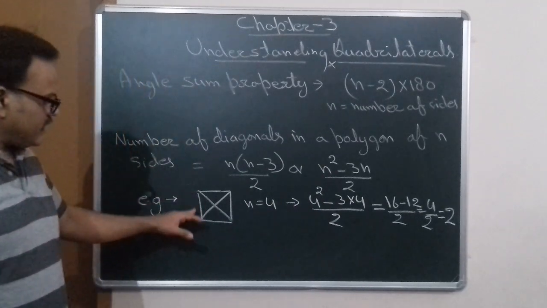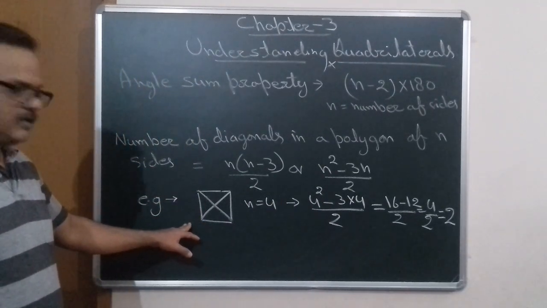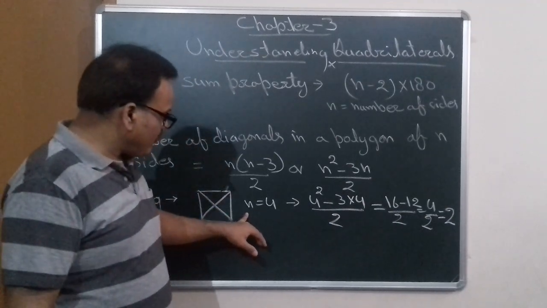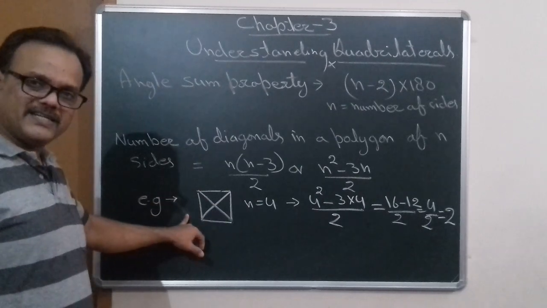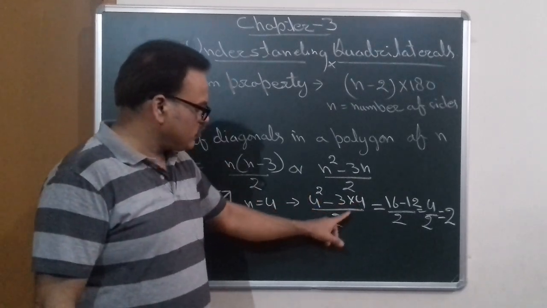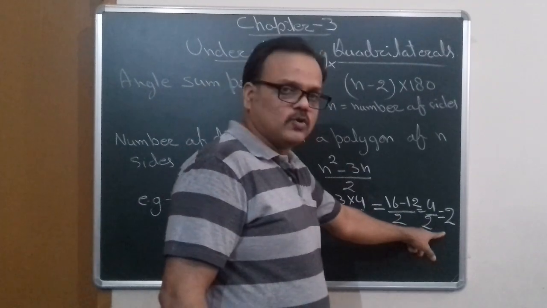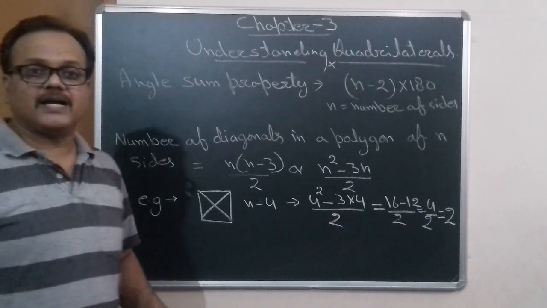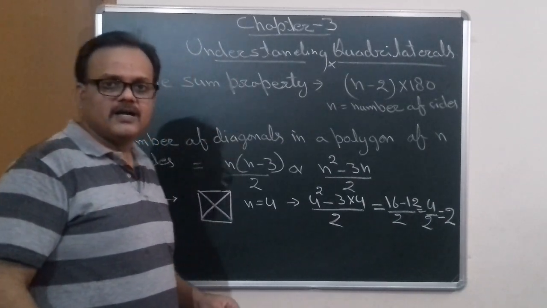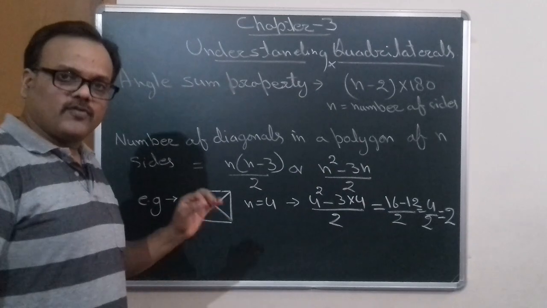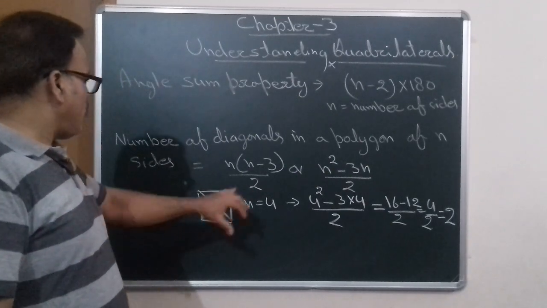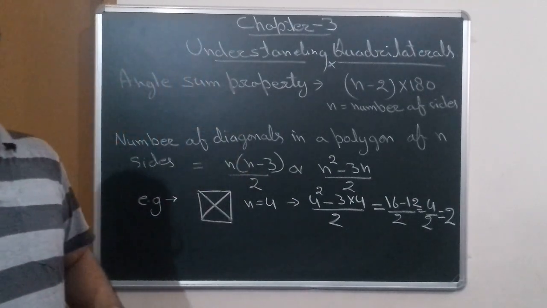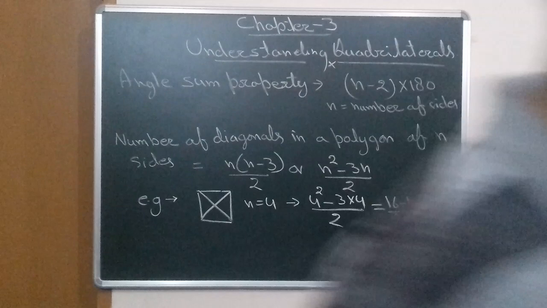For example, take a square or any quadrilateral. Now see, there are only two diagonals. Put the value n is 4 because there are 4 sides: (4 square minus 3 into 4) upon 2, and you finally get 2. Like this, if the figure has more than 4 sides, such as pentagon, hexagon, hepta, octa, nona, deca, if you know the number of sides, you can easily find how many diagonals you can draw. Clear? Now come to exercise 3.1.